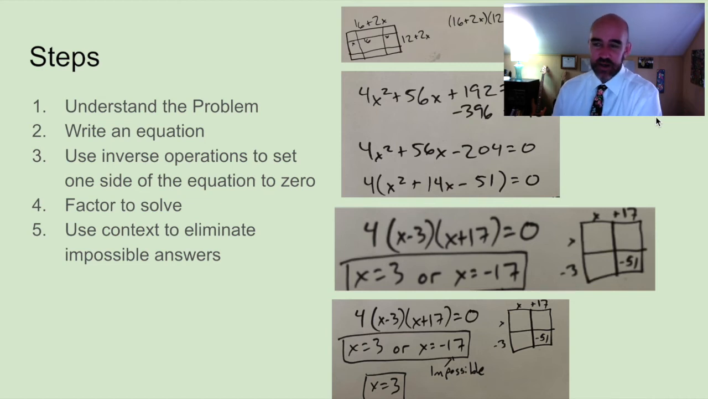In this case, a width of negative 17 didn't make any sense, so we eliminated it. Okay. And that's really it. You're going to use these same steps and try to apply them to a new problem in just a second.